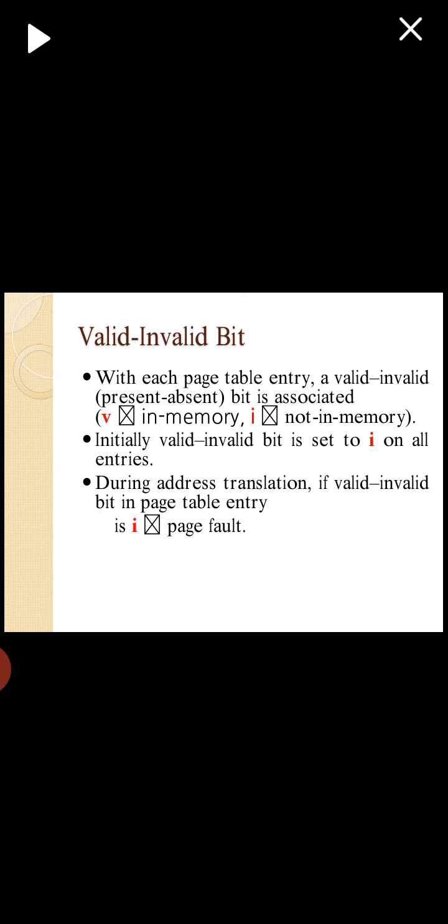Valid-invalid bit. With each page table entry a valid-invalid bit, that is a present-absent bit, is associated. Valid means in memory, invalid means not in memory. Initially the valid-invalid bit is set to I on all entries. During address translation, if the valid-invalid bit in the page table entry is I, that is invalid, it causes a page fault.